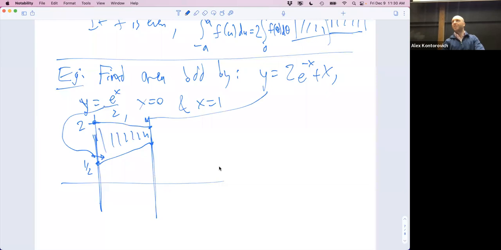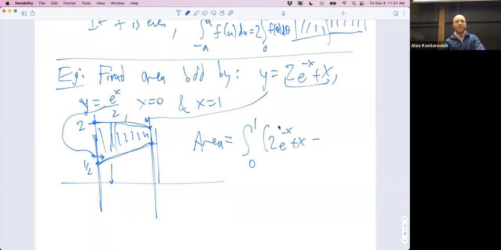But what does that mean? We can integrate everything from here to the x-axis and subtract off everything from here to the x-axis, and that'll give us exactly the area in between these things. Right? So the area, very simply, is the integral from 0 to 1 of the top function, 2 e to the minus x plus x, minus the bottom function, e to the x over 2, dx. Does everybody see that? We don't have to finish the rest of the calculation.